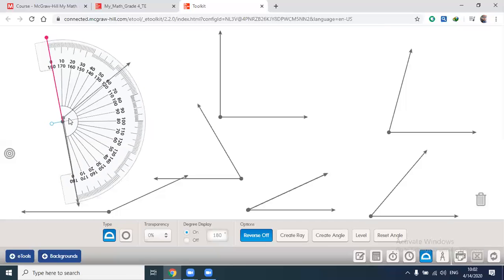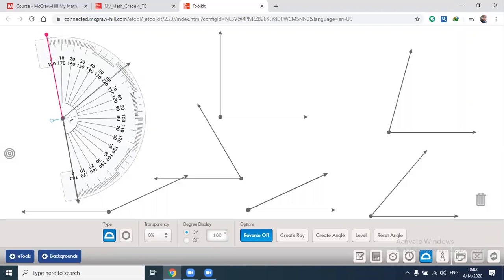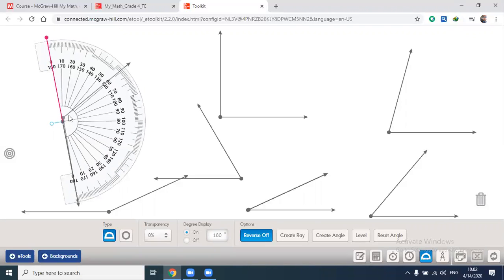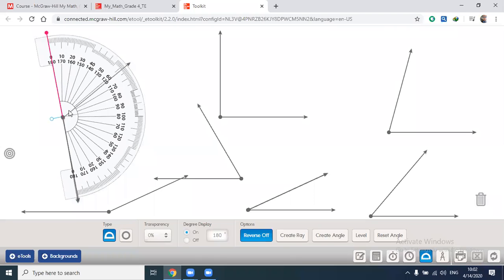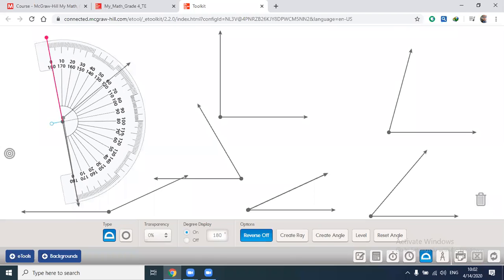Now I can adjust the angle by counting from 0. Zero and 120, as you see. Okay.